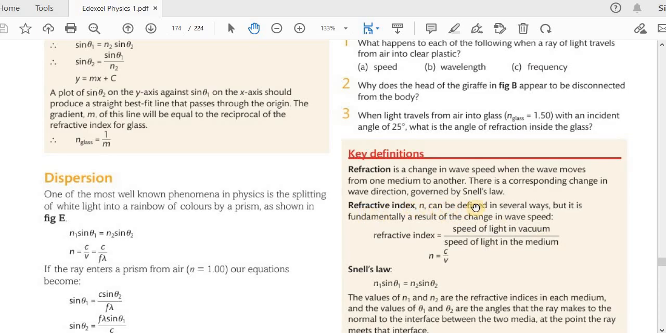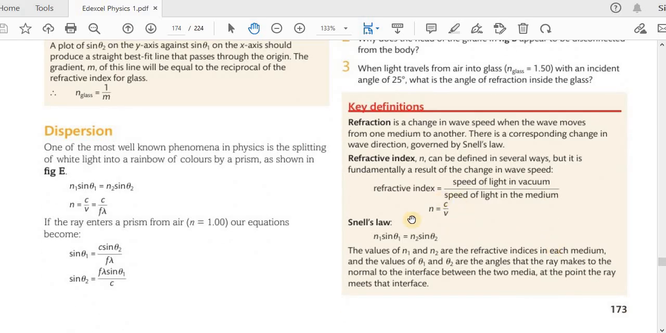Refractive index n can be defined in several ways, but it is fundamentally a result of the change in wave speed. So refractive index is the speed of light in vacuum divided by the speed of light in the medium. This is the equation with symbols. n equals c. Remember, we use the letter c for the speed of light in vacuum. Then v can be the speed of light in that medium.